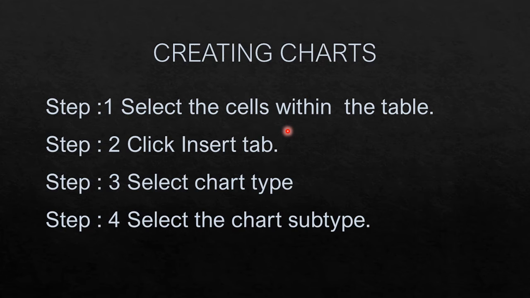Select the cells within the table, and step 2, click Insert tab, and step 3, select the chart type, and step 4, select the chart subtype. Come, let's see the steps for creating the charts.